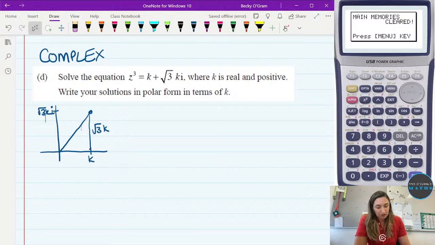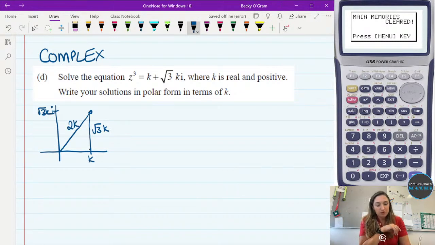So first of all, the hypotenuse here is going to be k squared plus root 3k all squared. So that will give us 3k squared. So we've got 3k squared plus k squared, and that is equal to 4k squared. And if we square root that, we will get the hypotenuse is 2k.